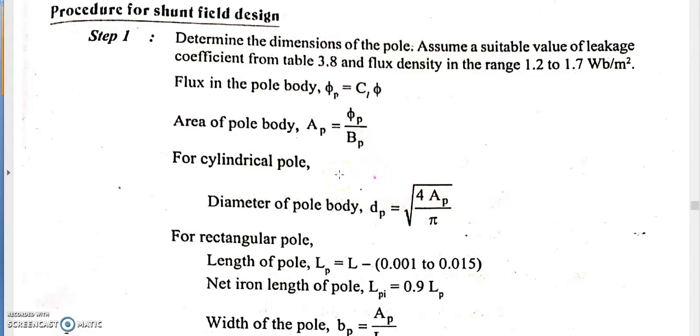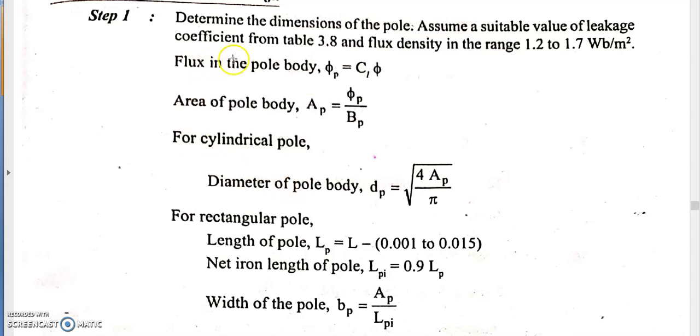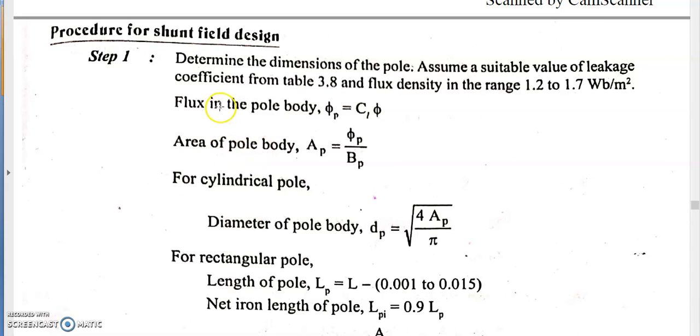In the field system design, there is field pole design and field winding design. So it is the shunt field system. Field pole design includes the area of the pole body, the width of the pole body in case of a rectangular pole, and the diameter of the pole body in case of a cylindrical pole. For the flux in the field pole body, we will assume the leakage coefficient.